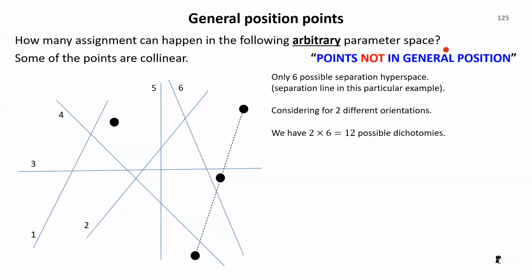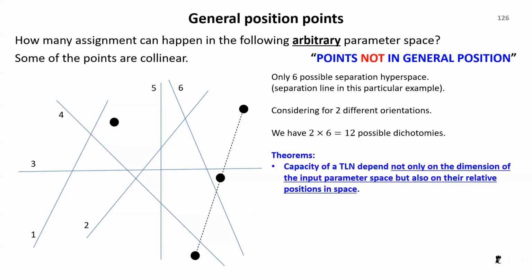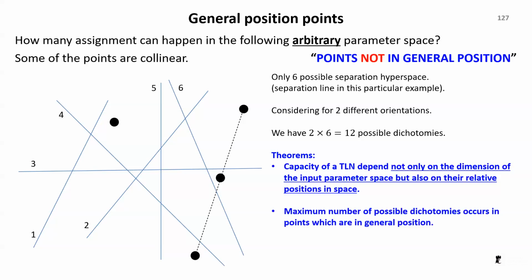I put that in quotation marks because this is the term that I want to introduce: general positions. Some theorems that I want you to know: first, the capacity of the perceptron depends not only on the dimension, but also on the position in space. And the maximum number of possible dichotomies happens when those points are in general positions. Like you remember, those 4 points, those are in general positions.